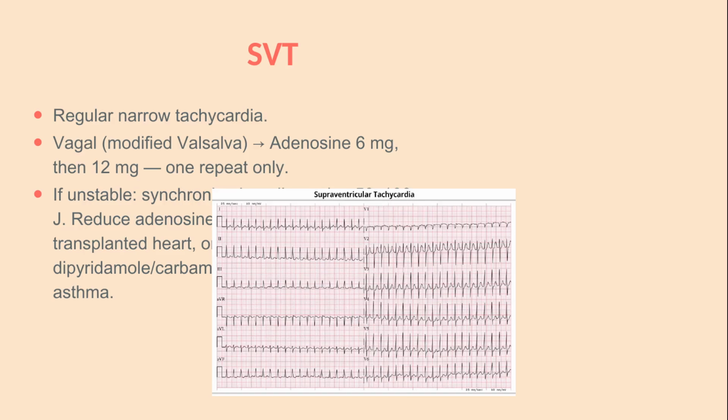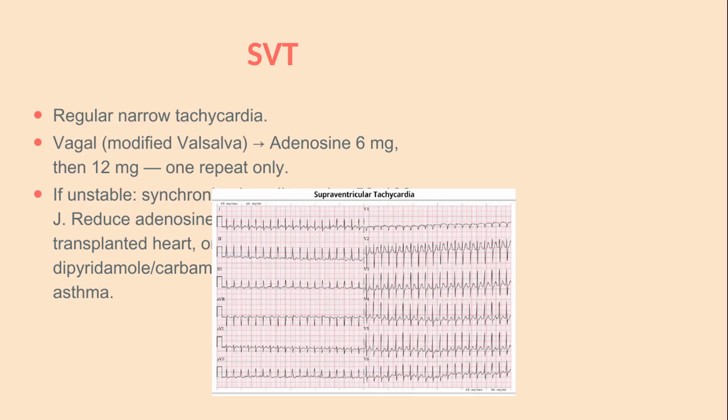If the patient is stable, begin with vagal maneuvers and use the modified Valsalva. Strain against resistance, then lie the patient flat and lift the legs. It converts far more patients than the traditional version. If that fails, reach for adenosine.